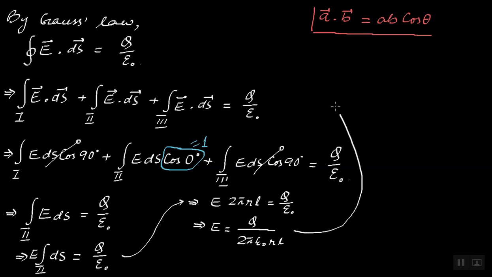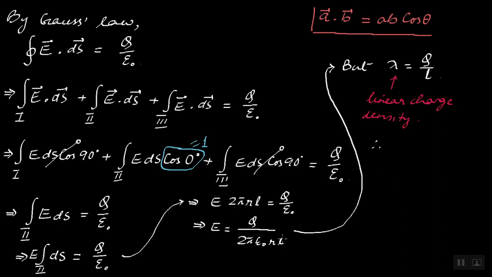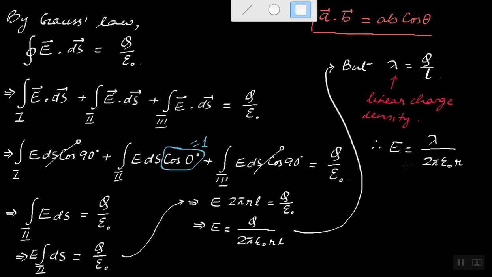But let me write it somewhere here. I have this space here. But lambda is called the linear charge density. This is actually charge by length. Okay, what is lambda here? Let me write it down. Well, lambda, this is the linear charge density. Okay, so therefore Q by L, that is lambda, so you have E is equal to lambda by 2 pi epsilon naught r. This is the required expression.